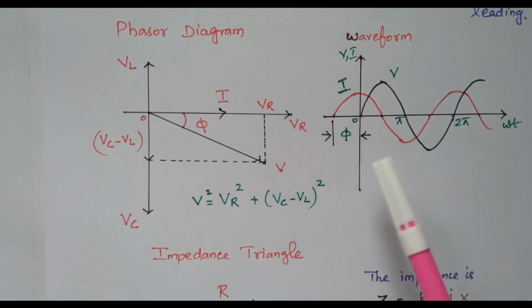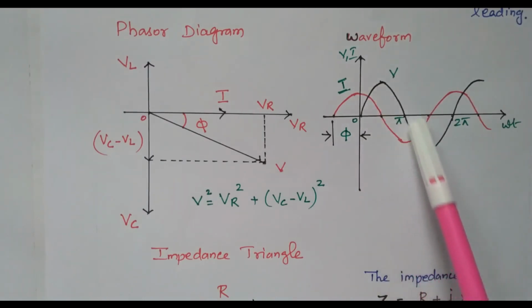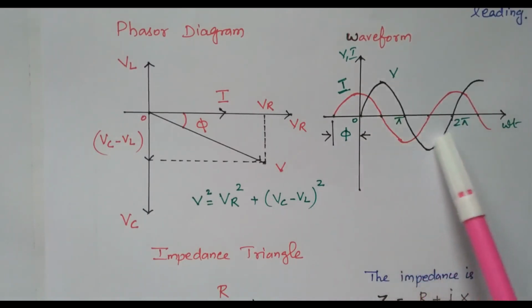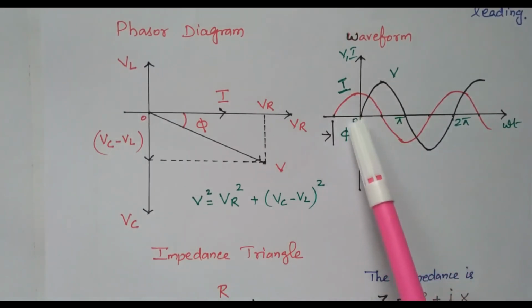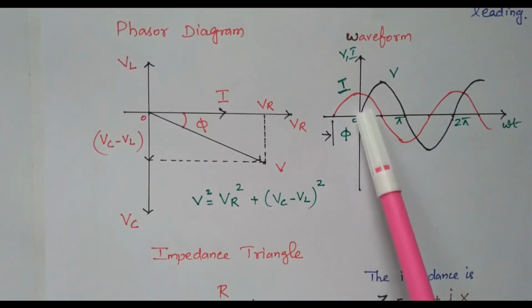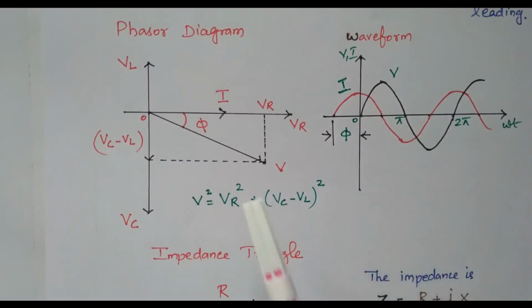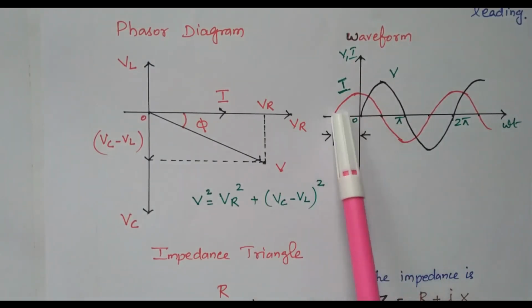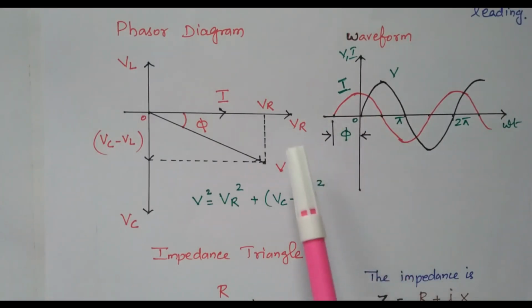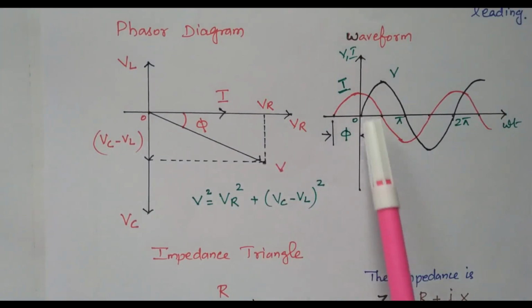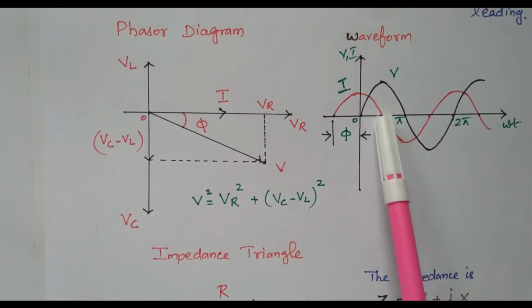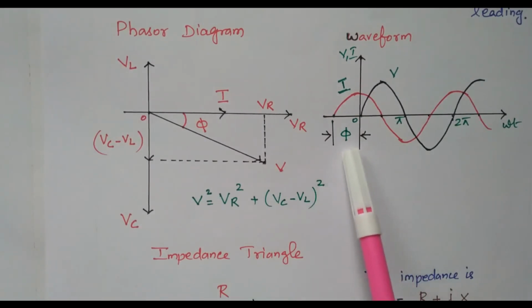Now we'll see the waveform. This is the voltage waveform. It starts at 0 degree. Current starts leading, right? So current starts earlier, before the voltage starts, with a phase angle of pi. So the phase difference between current and voltage is pi, that is leading. Current starts earlier. In the previous RL case, the current started later. Here current starts earlier. So there is a phase difference of pi.